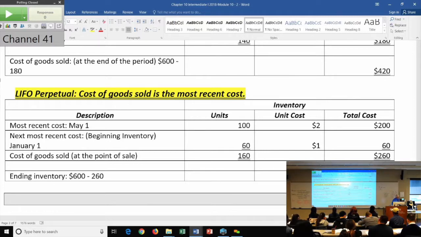The next most recent cost is the beginning inventory. So now you're eating into beginning inventory at $1. Something you don't want if this is for tax. If you're using this for tax, you probably wouldn't. There's different LIFO approaches you can use. So notice you eat into this base layer, or this old layer of inventory, and you're using the cost of goods sold of $1 for those units. And it lowers the cost of goods sold.